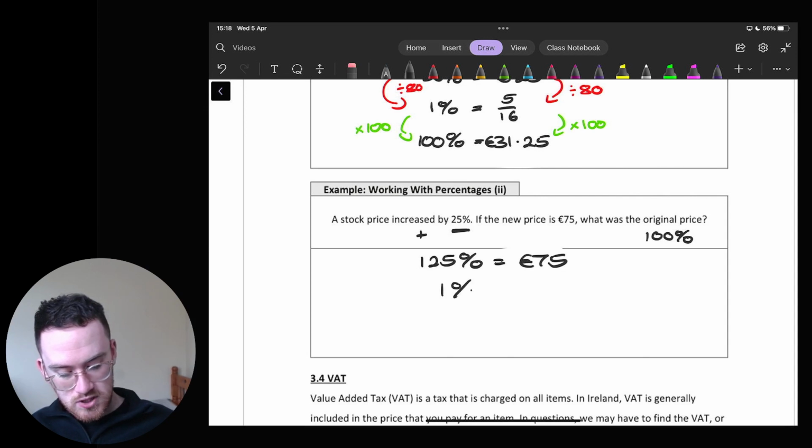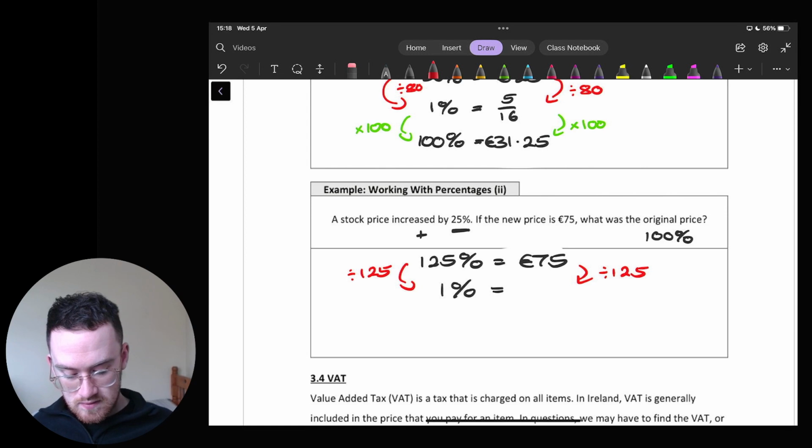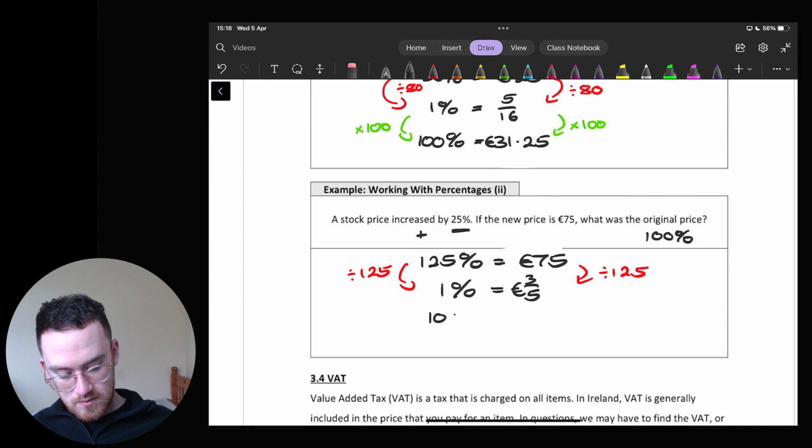I'm going to get 1% first. This is coming back to what I was saying in the previous video, where we always want to find that one value, the value of 1. So 75 divided by 125 is going to give me 3/5 of a euro. And then to get my 100%, I get €60.